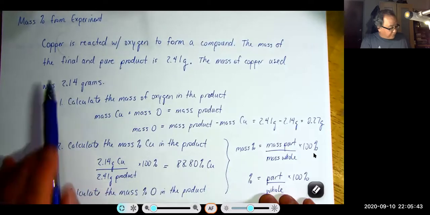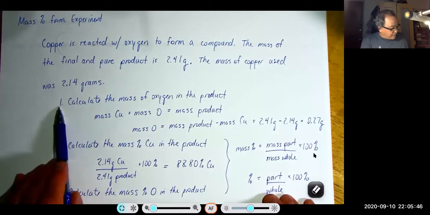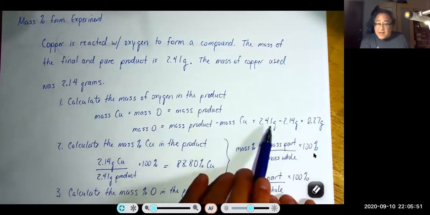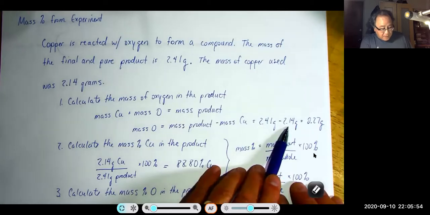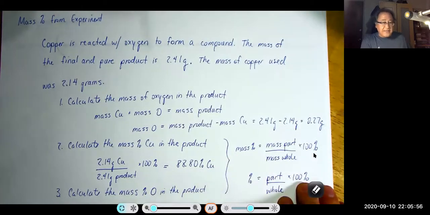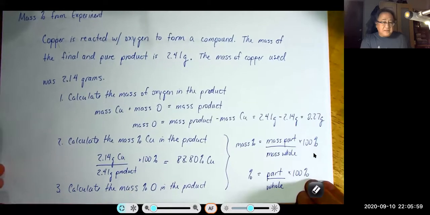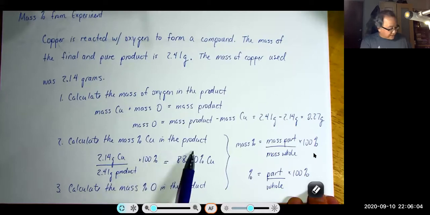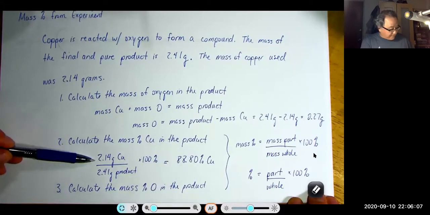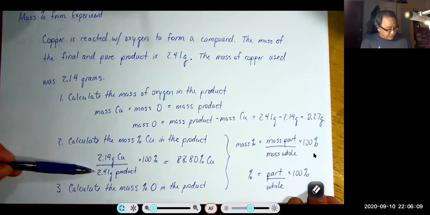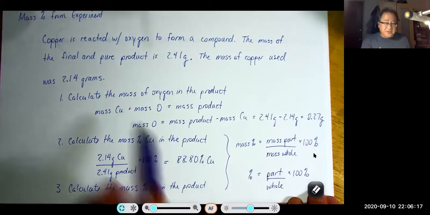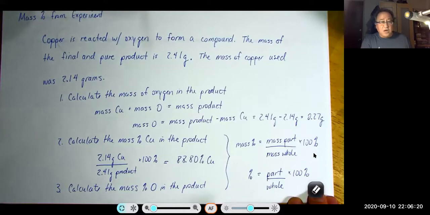Well, we use the same formula. So here, first I'm going to calculate the mass of oxygen in the product. To do that, we simply take the mass of the product, subtract the mass of copper, and we get 0.27 grams of oxygen. We'll need that later. Okay, so let's take a look at calculating the mass percent copper in the product. That's going to be the mass of the copper divided by the mass of the product times 100%, and we get 88.80%. You can see that this is the same number that I had previously because this compound happens to be Cu2O, or copper 1 oxide.